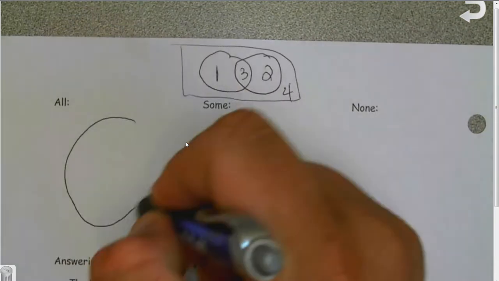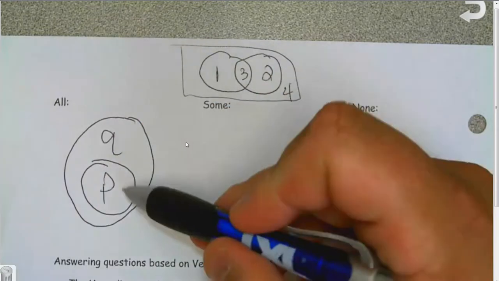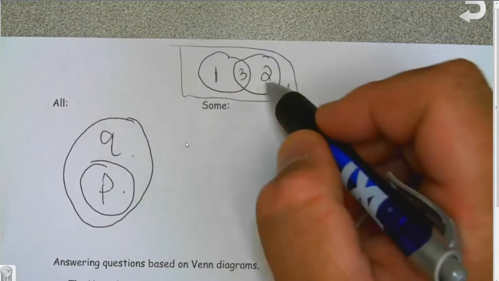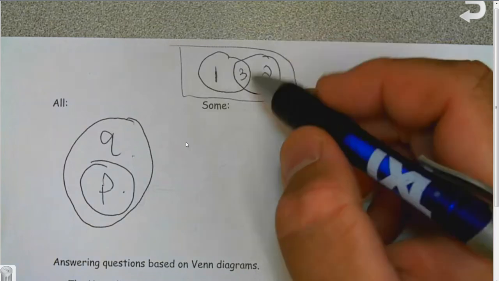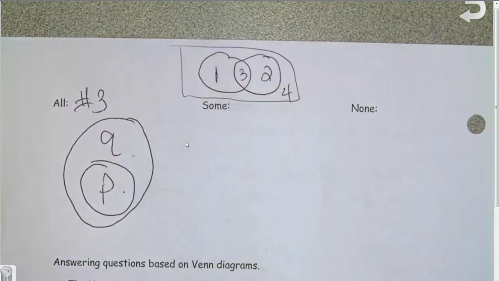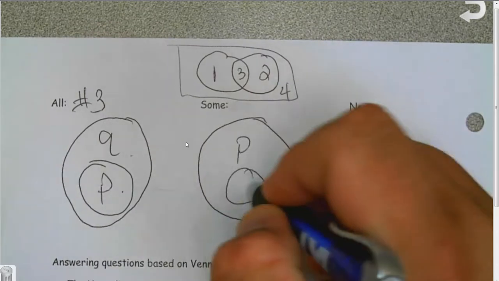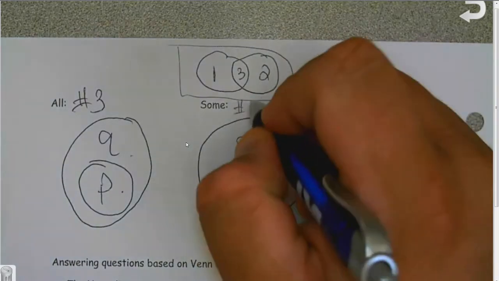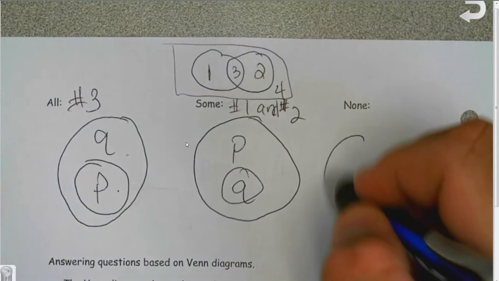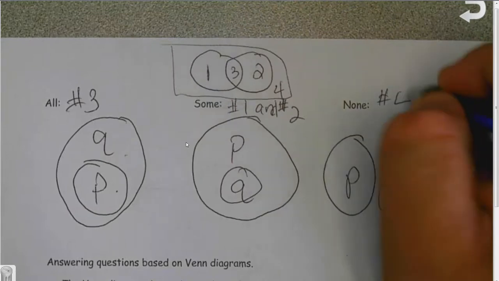In a Venn diagram, all is when your entire hypothesis fits into your conclusion. This is areas 1 and 2. Nope, I'm sorry. This is area number 3. Some is when only part of your hypothesis fits your conclusion. This is area 1 and 2. And none is when your hypothesis and your conclusion don't meet at all. And this is area 4.